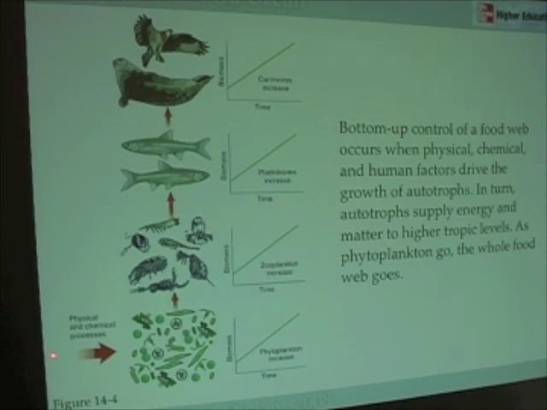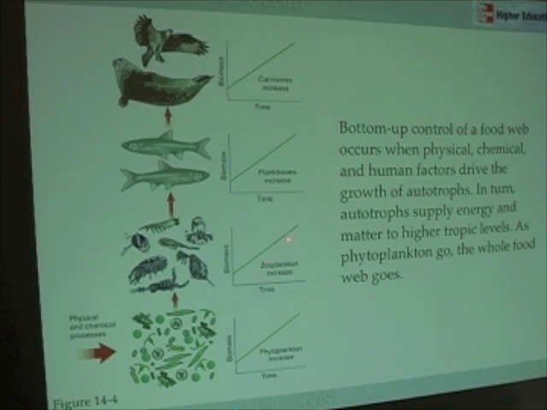And again, as we know, physical and chemical processes, vertical mixing, availability of light, availability of biologically important nutrients, all the limiting factors that limit or stimulate the growth of phytoplankton, control the growth of phytoplankton, and as phytoplankton grow, as we see in this graph here, here's biomass versus time. So as phytoplankton increase, the things that eat the phytoplankton, the zooplankton, they increase.